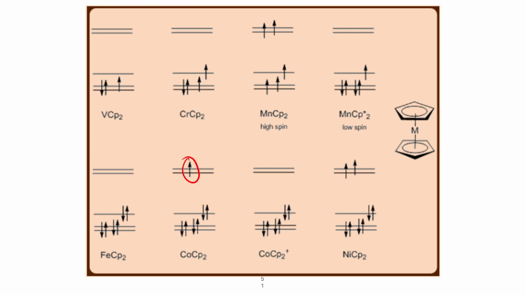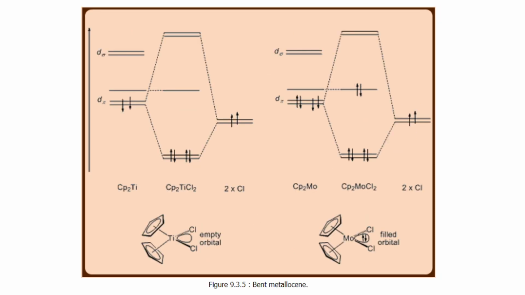And these are the variants actually, no other issue. And with this particular orbital setting, we can explain their properties. So, for titanium and molybdenum, mainly bent metallocene we can see.